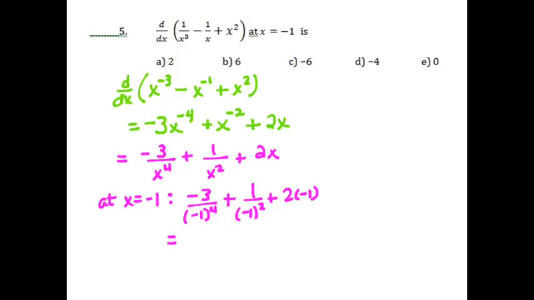And so, of course, negative 1 to the 4th is just 1. So we get negative 3 here. Plus negative 1 squared is also 1. 1 over 1 is 1. And then 2 times negative 1 is negative 2. And if we add all of those together, we get our answer, negative 4.